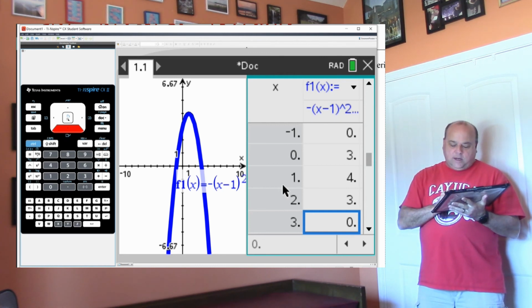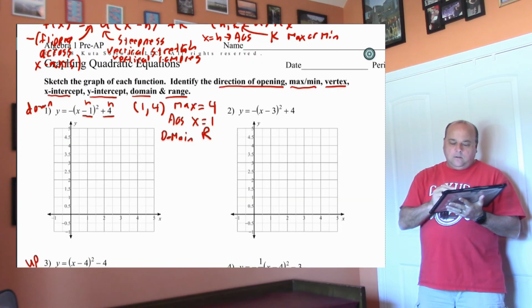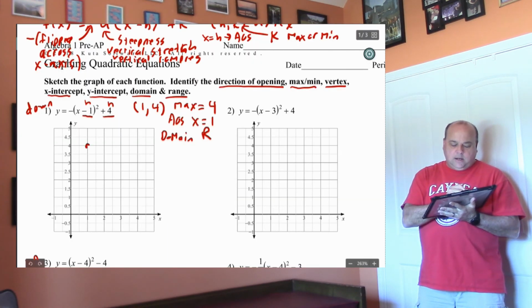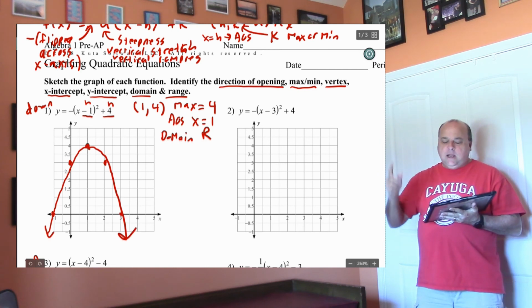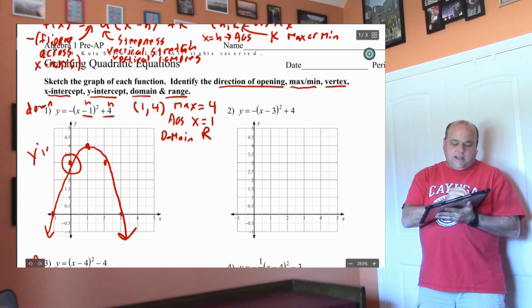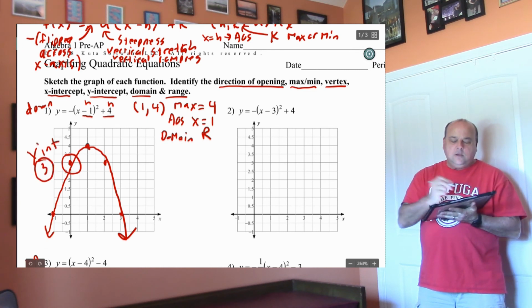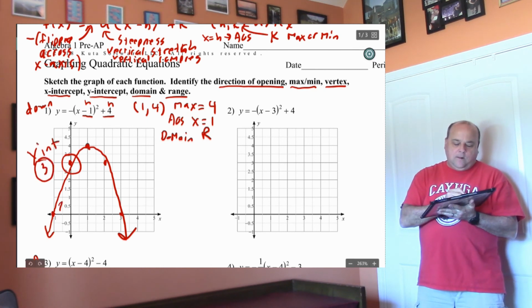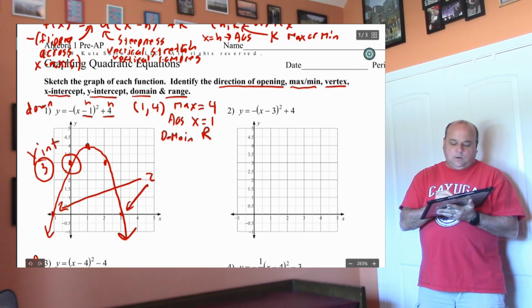So I'm going to graph 1 comma 4. 1 comma 4 is right here, and then it goes at 3, and then at 0, 0, right? So the parabola will look like this, won't it? Got it? Now then, we need to identify the y-intercept. Right here is my y-intercept, and it's 3. So you're going to write that on your paper. This and this are my zeros, and their zeros are negative 1 and 3.